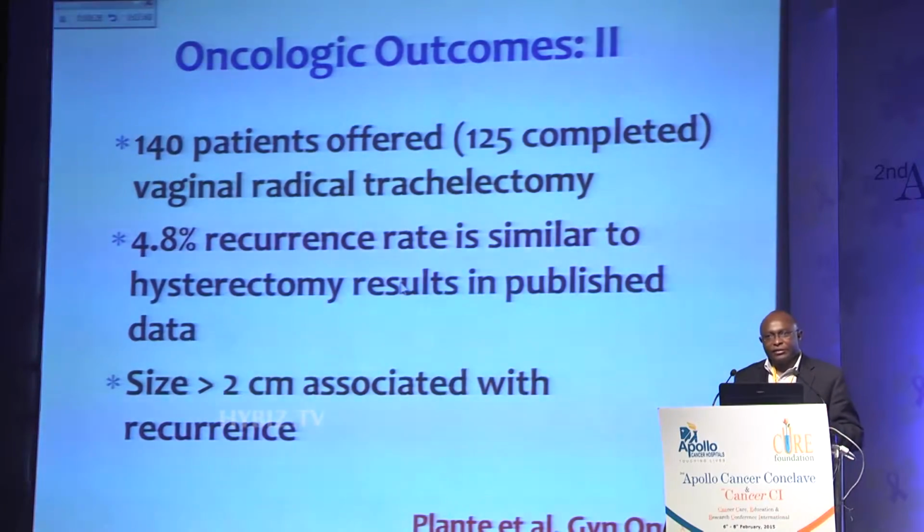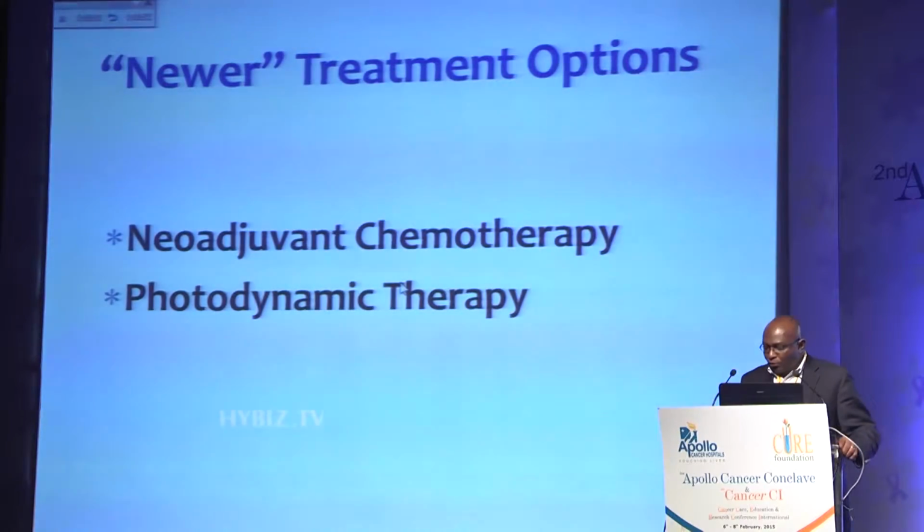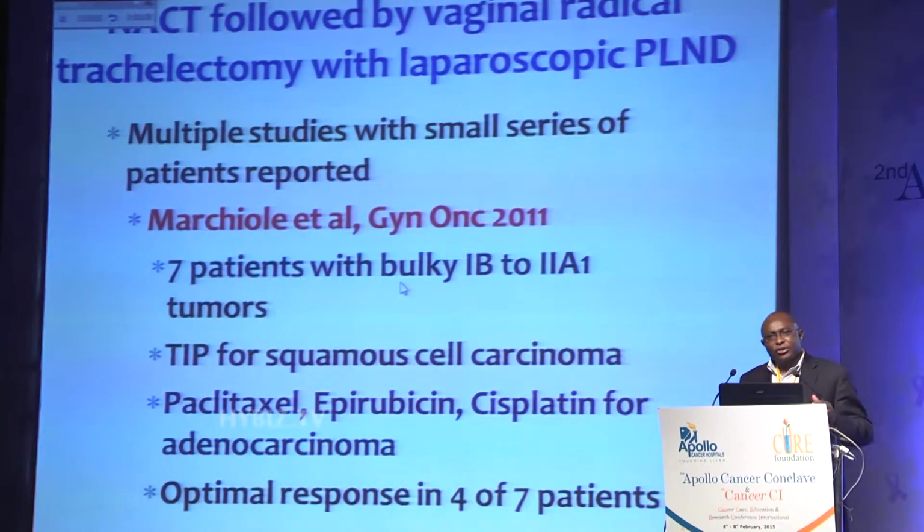I would like to point out that in all of these studies, patients having the vaginal radical trachelectomy usually undergo preliminary laparoscopic lymph node dissection, lymphadenectomy, and those lymph nodes are sent for frozen section. If they are positive, the procedure is abandoned. So with that said, what are some of the newer treatment options? So we've already heard about neoadjuvant chemotherapy, and it can actually be applied in this setting especially. Again, the patients undergo laparoscopic lymph node dissection.